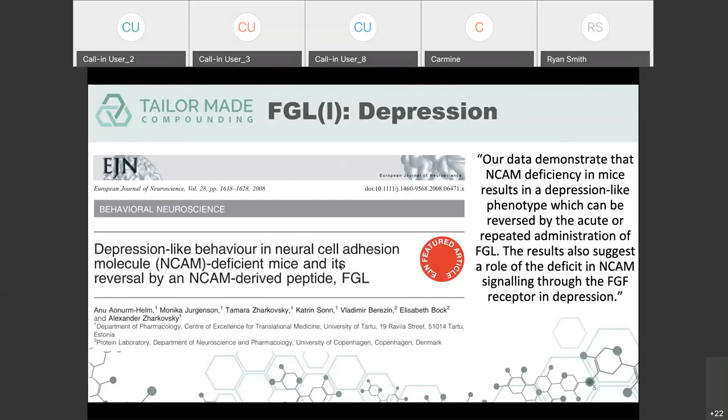We really don't know yet, but it's still an area worth looking at, because in this study they showed that in neural cell adhesion molecule deficient mice, there was a pretty potent reversal of depression after stimulation with this product.